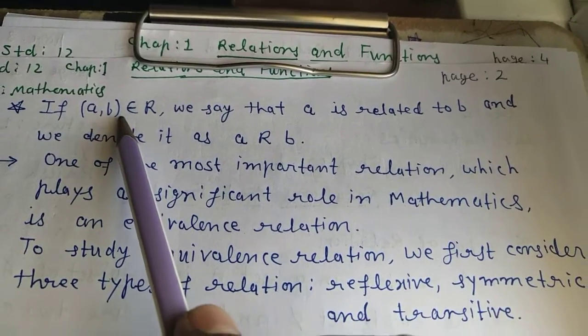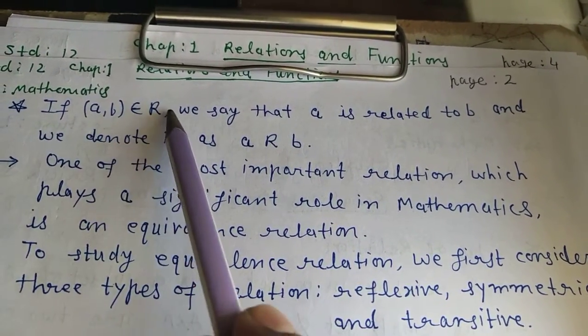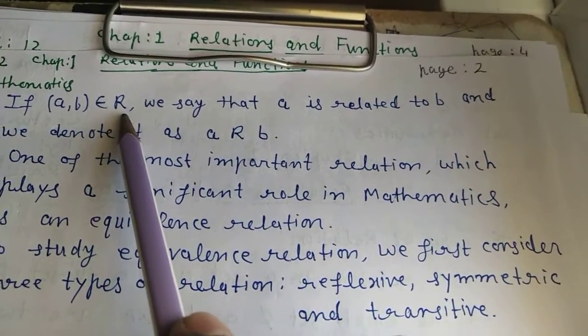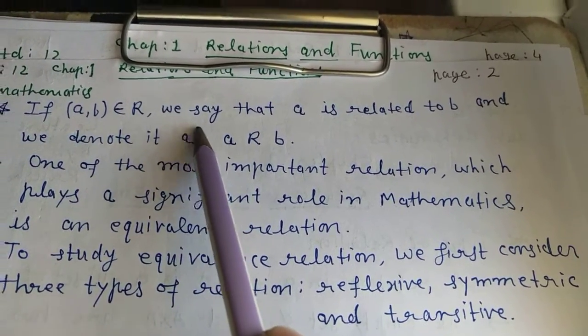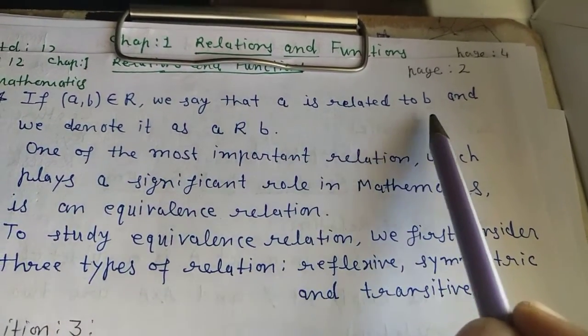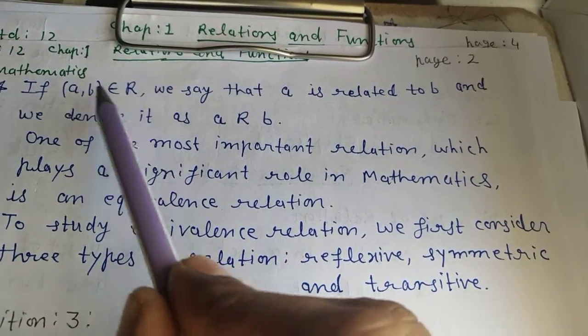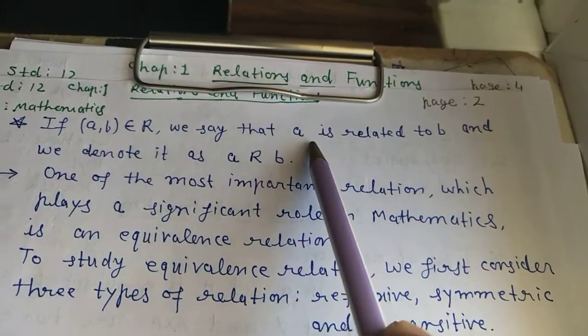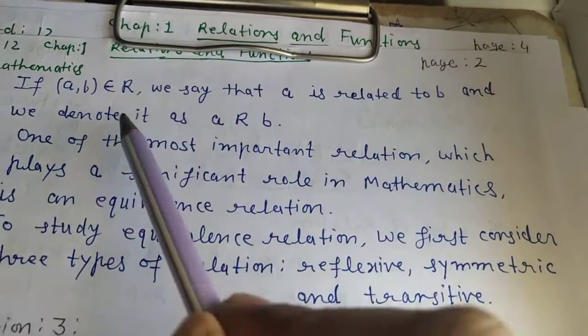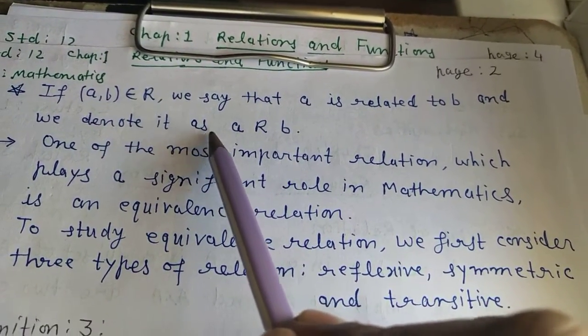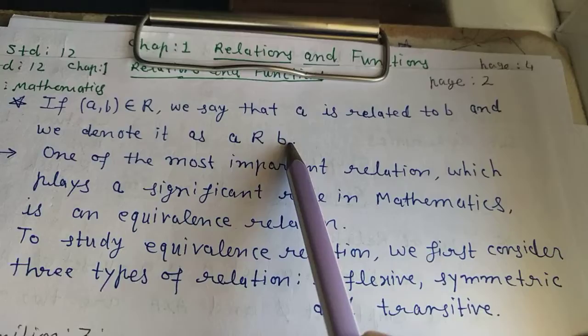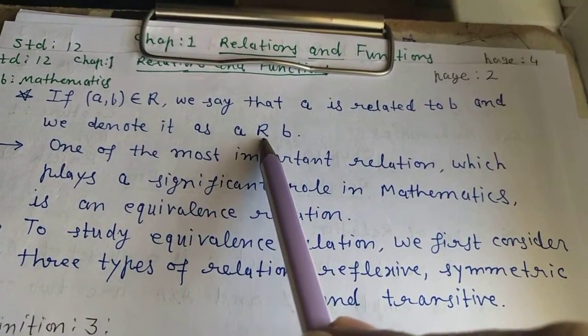If (a, b), elements coming from one set, belongs to R, that denotes the relation. We say that a is related to b. If we write (a, b) belongs to R, what we mean by it is that a is related to b, and we denote it as a R b. That means a is related to b.